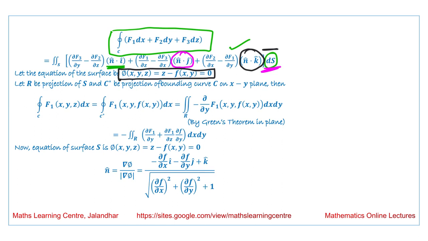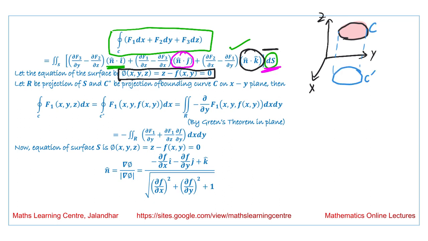Suppose these are the x-axis, y-axis and z-axis, and this is the region we are talking about, and this is the bounding curve that we have. The projection of this curve on the xy plane is the curve C star, and R is the projection of the surface S.